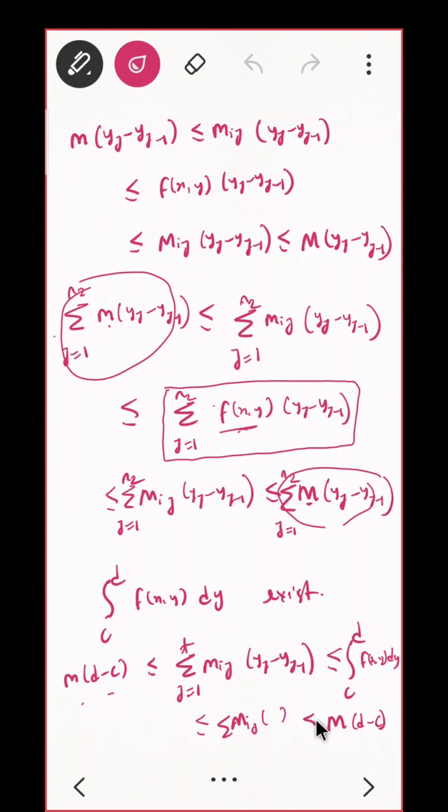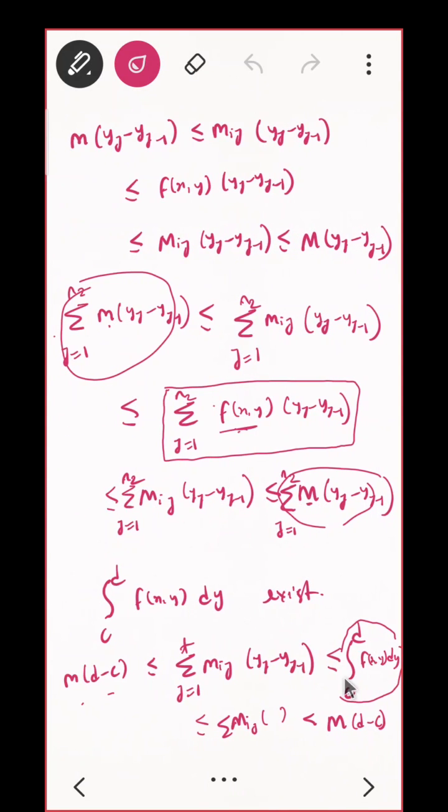Where what is your x? The condition was that x is a fixed point. In this interval your x is a fixed point, so let us use this. Let us define a function, let us say g of x. Let g of x equal this integration from c to d of f of x comma y dy, correct? This is your function, and from this can you see that this g of x is bounded?